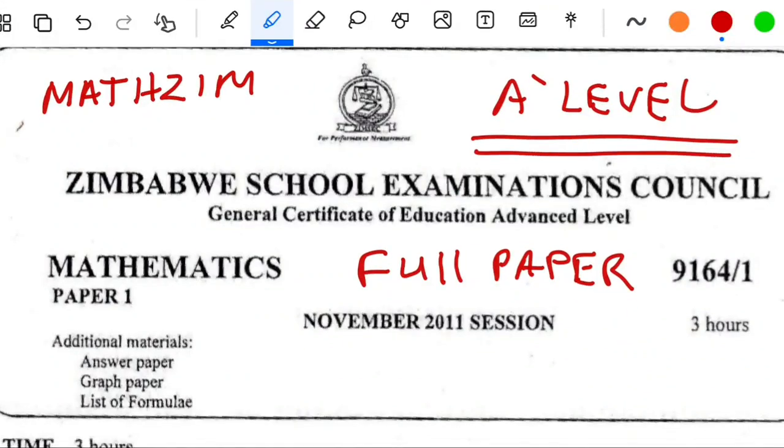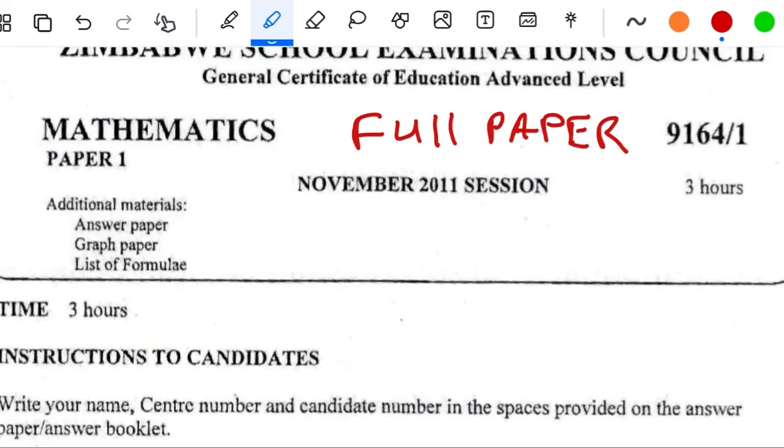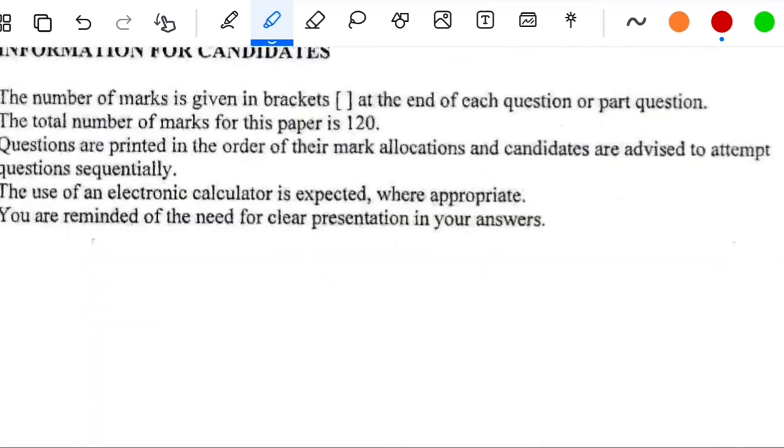Right, today we're looking at November 2011 A-Level Maths Paper 1. This is a very long one, 3 hours. So let's check it out.